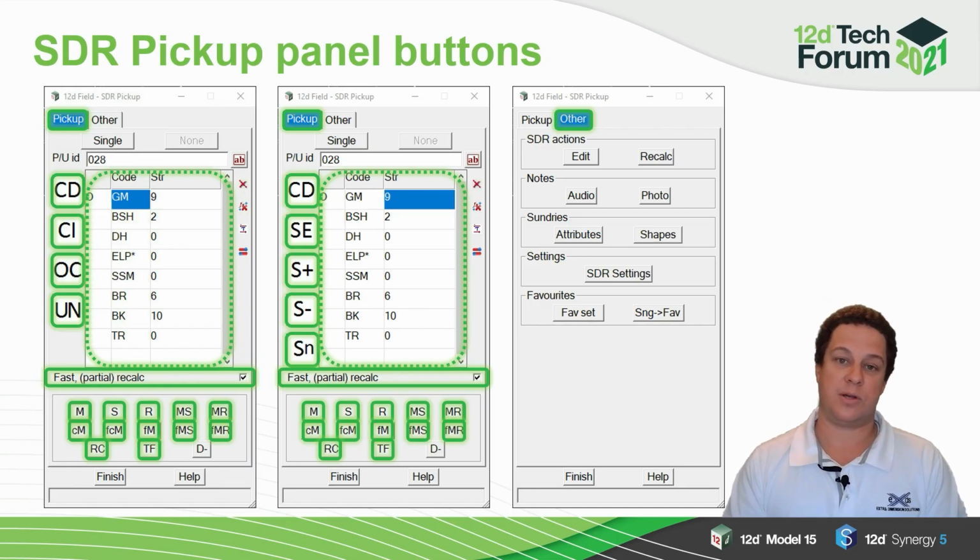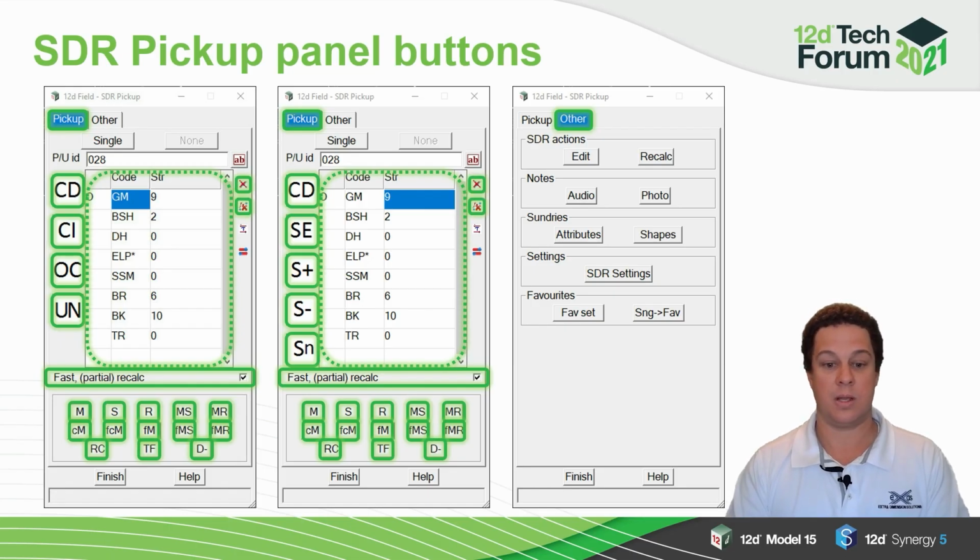TF will open the Travis Foresight panel, and D- will minimize the panel so only the measurement buttons are available. The smaller buttons on the right-hand side of the panel will allow the user to delete a row from the grid, delete all codes in the grid, reverse the order of the grid, and open up the SDR settings panel.